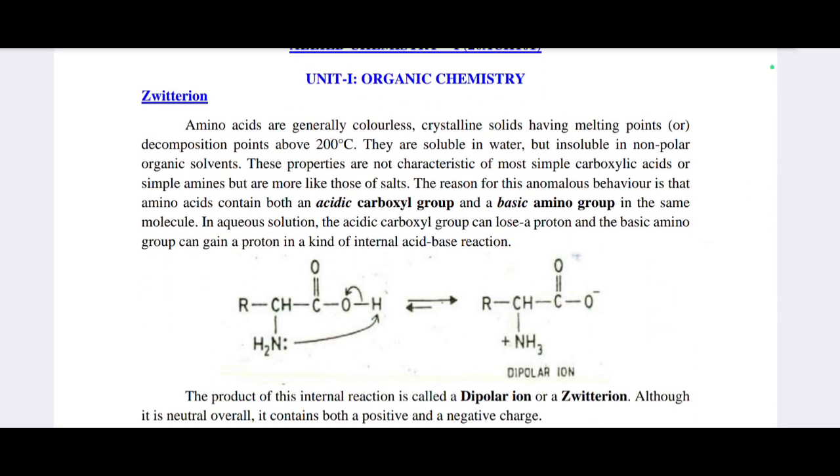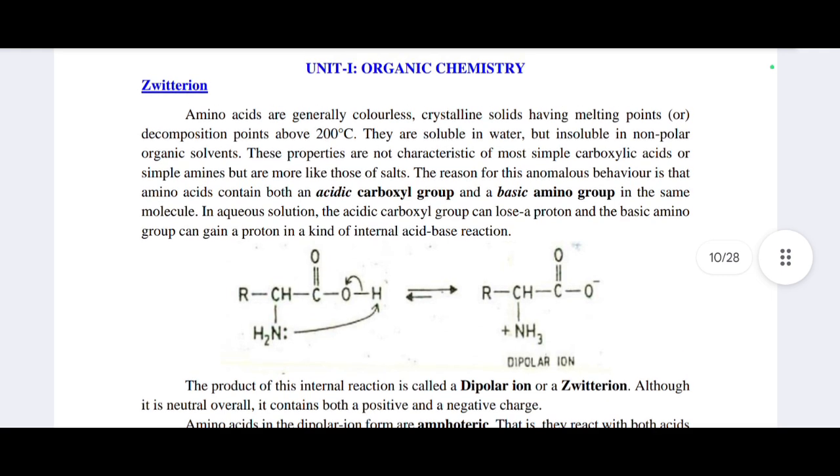Amino acids are nothing but organic compounds in which both the amine group and the carboxylic acid group are present in the same molecule. Any organic compound, if both the amine group and carboxylic acid group are present in the same molecule, is called an amino acid.